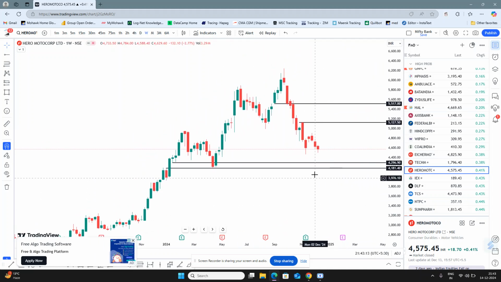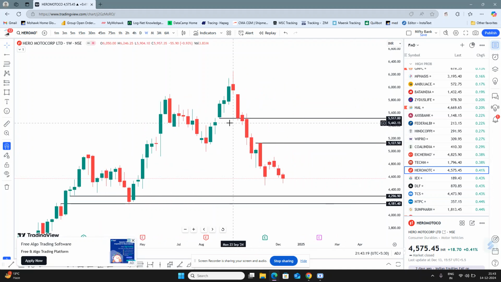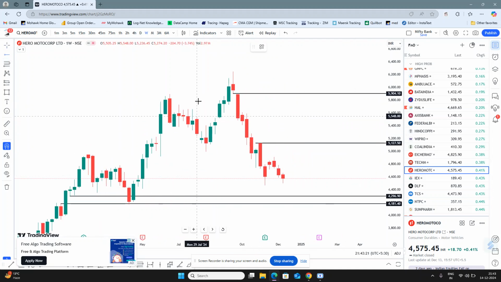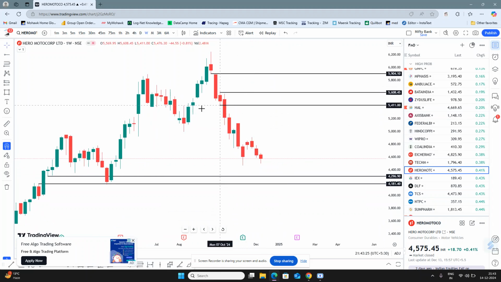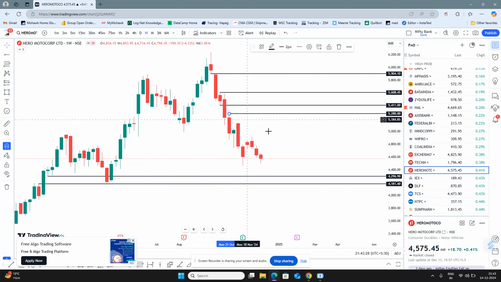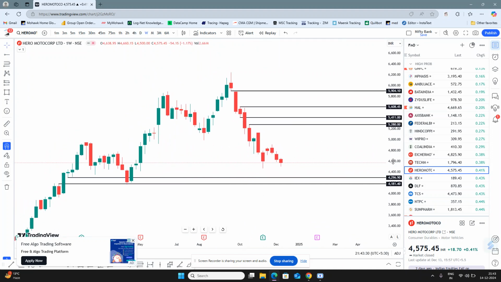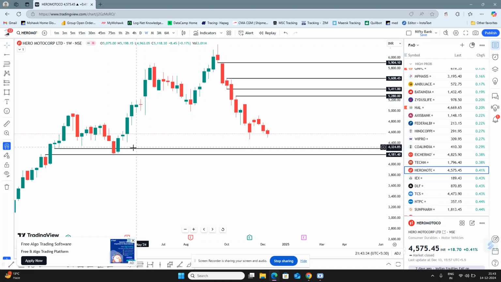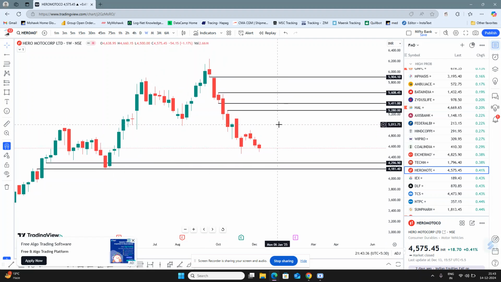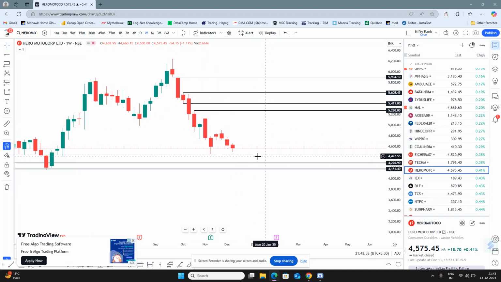Clear cut example of buying. Just wait for Hero MotoCorp to come here and simply buy. That's it. Selling, selling, selling, selling. Right? Buying, no buying, no buying. So yeah, these are our points of action for Hero MotoCorp.